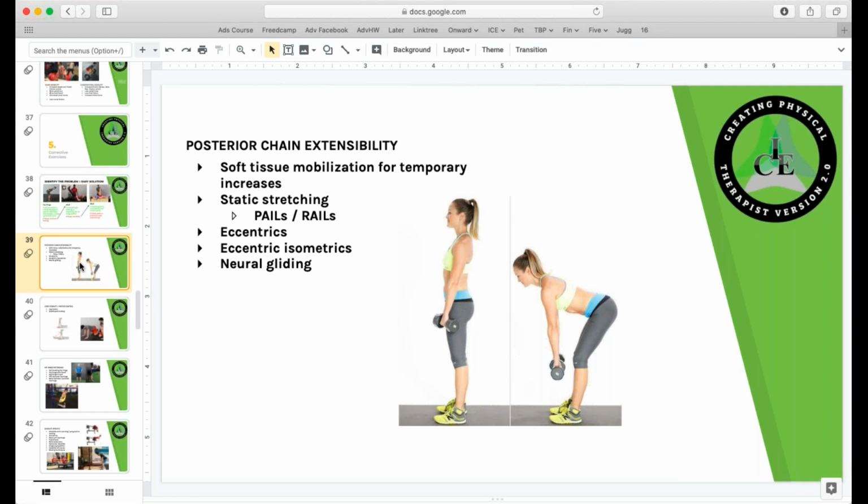We're doing some soft tissue mobilization for temporary increases. We're doing static stretches or PAILs and RAILs, where we're doing static stretching plus isometric contractions. We're doing eccentric motions. Maybe we're doing something like a Romanian deadlift, shown here in the picture, where we do a slow tempo down to really elongate the muscles of the posterior chain, or maybe we're doing some neural gliding to try to improve nerve mobility there.